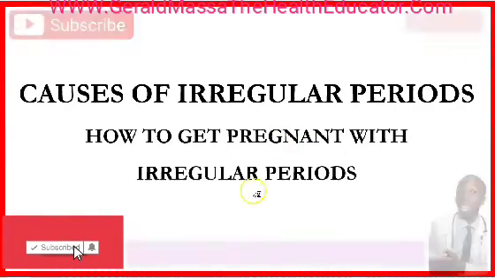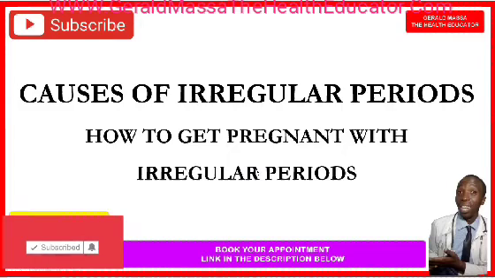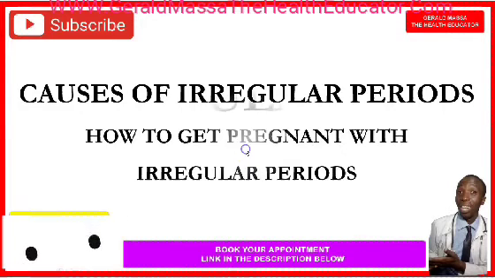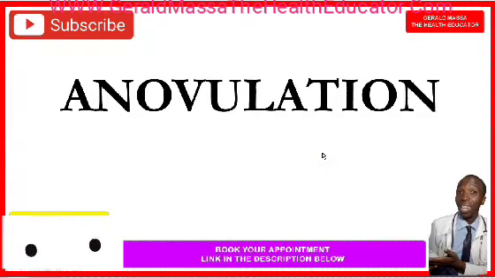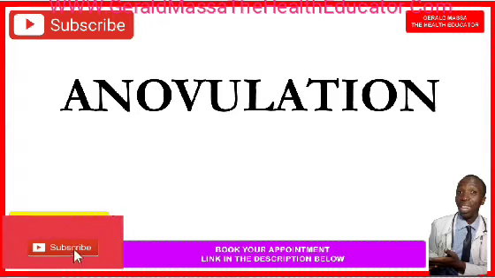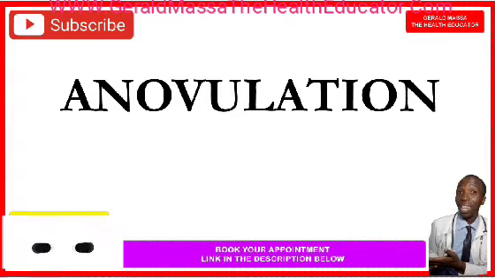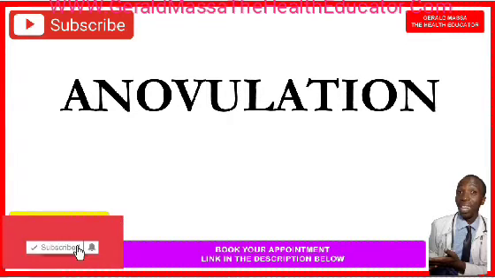We are talking about the causes of irregular periods, and without further ado, we are going to go to the first cause of irregular periods, and this is known as anovulation. Anovulation simply means failure to ovulate. If a woman does not release a mature egg on the 14th day, we call this anovulation.